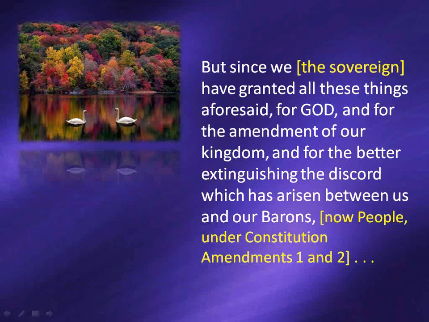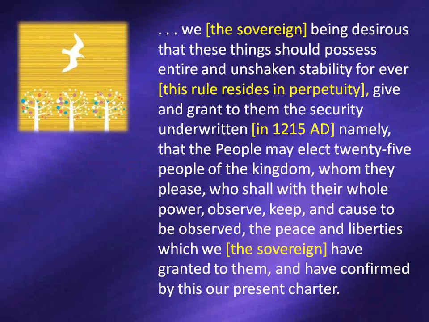But since this is going to be from Magna Carta 61, we're going to read it with substitution of words here so we can put it in context for today's meaning. But since we the sovereign have granted all these things aforesaid, for God and for the amendment of our kingdom, and for the better extinguishing the discord which has arisen between us and our barons, now the people under Constitution Amendments 1 and 2, we the sovereign, being desirous that these things should possess entire and unshaken stability forever. In other words, this rule rides in perpetuity. Give and grant to them the security underwritten in 1215 A.D., namely, that the people may elect 25 people of the kingdom, whom they please, who shall with their whole power observe, keep, and cause to observe the peace and liberties which we the sovereign have granted to them and have confirmed by this our present charter.